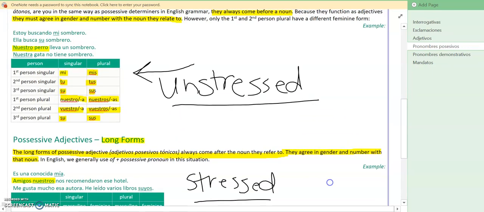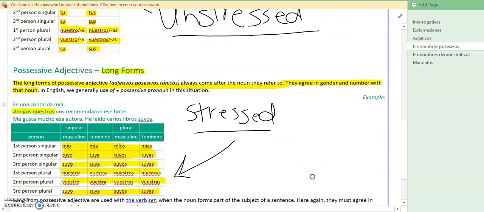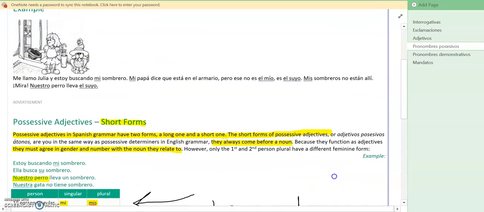So the top one, the unstressed, is like saying our dog. The amigos nuestros here is like saying friends of ours. So that's the only difference. It's my dog or dog of mine. It's literally saying the exact same thing. You can use one or the other, but it's just 2 different ways of doing the same thing. So those are the possessive adjectives.